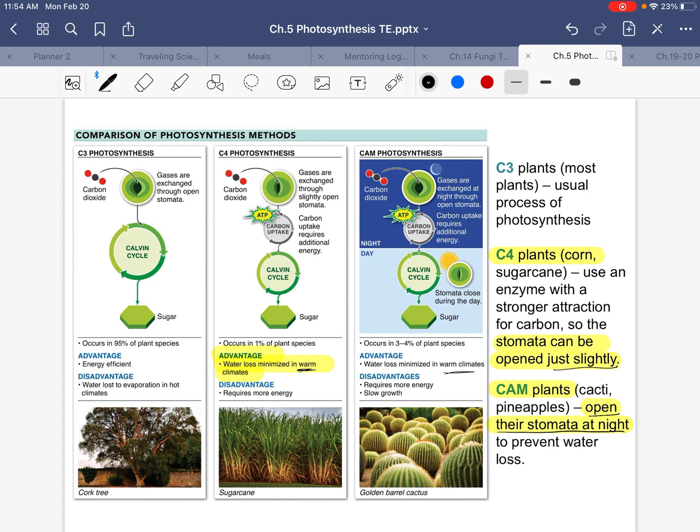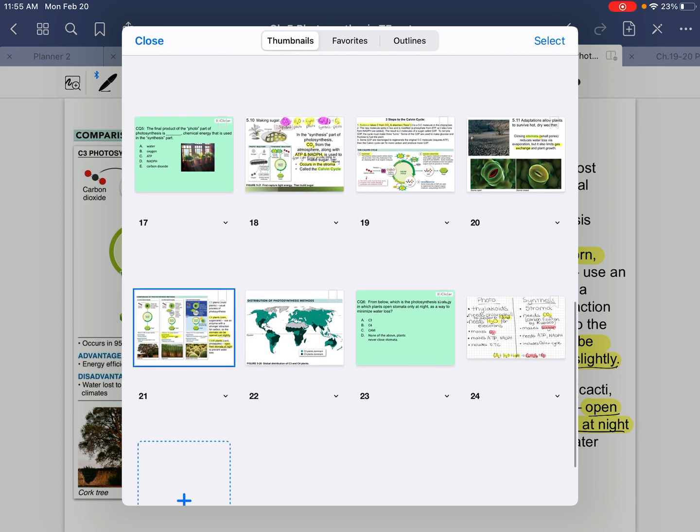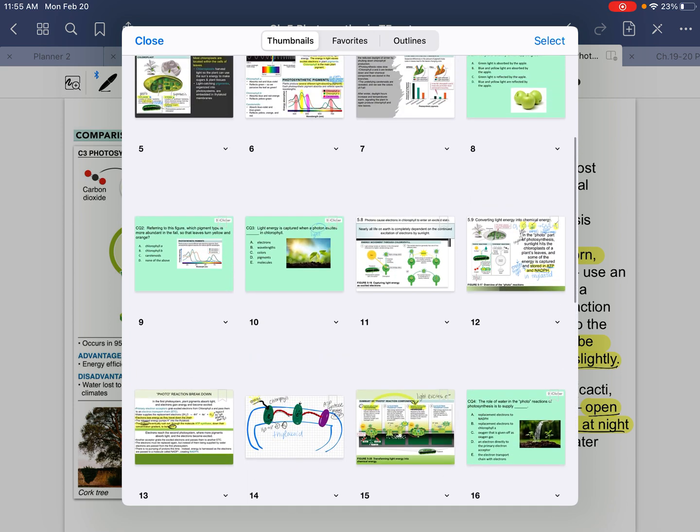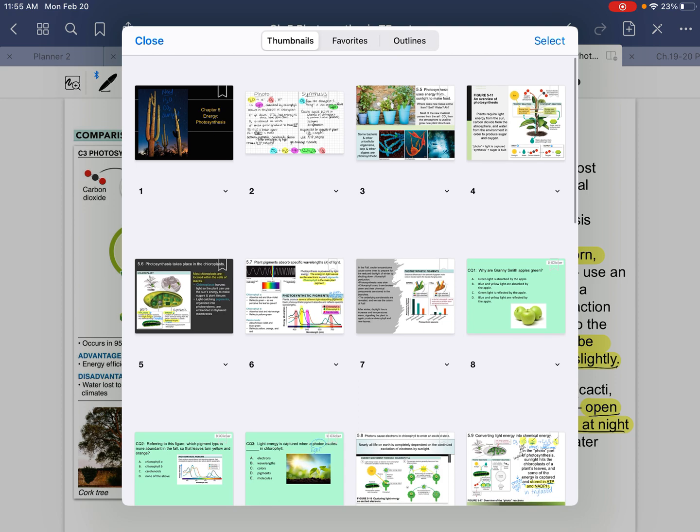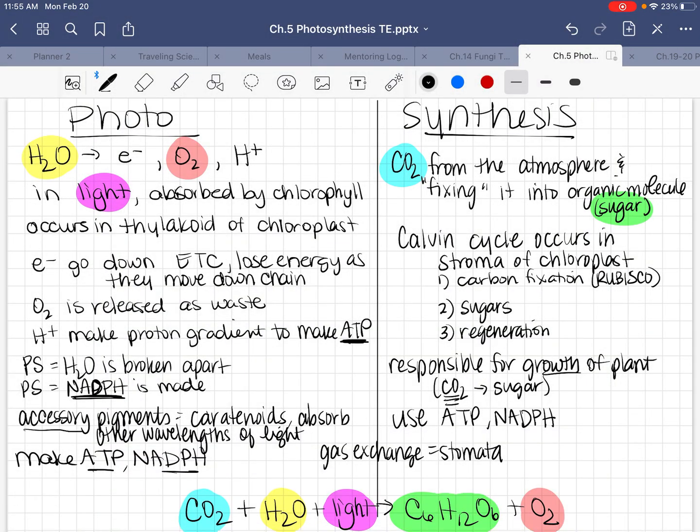When we talk about our leaves changing color in the fall, and those accessory pigments, carotenoids absorb other wavelengths of light. So in the fall, when we see those carotenoids, when the leaves turn reds and yellows and oranges, remember we talked about the angle of the sun being different, so there was less light to be absorbed and the plant doesn't use that energy. It stops making chlorophyll, and then our other pigments are able to be seen. Our carotenoids and such are able to be seen.